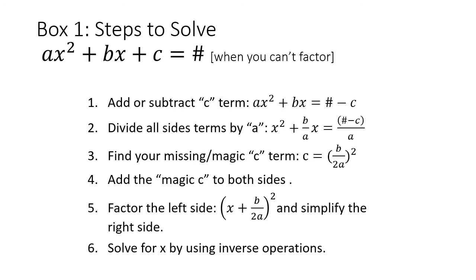So there are 6 steps. Step 1 is we're going to add or subtract the C term. If it's positive, then we're subtracting it. If it's negative, then we are adding it. Then we're going to divide all sides by the A. Whatever A is, we're going to divide every single term by A. And then we're going to find our magic C, our missing C value. And then we're going to add the magic C to both sides.